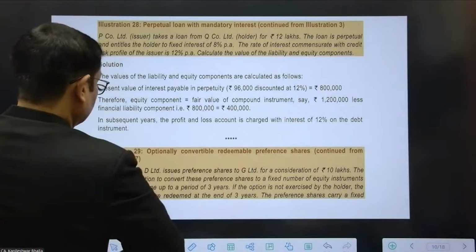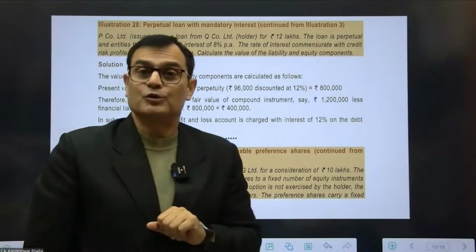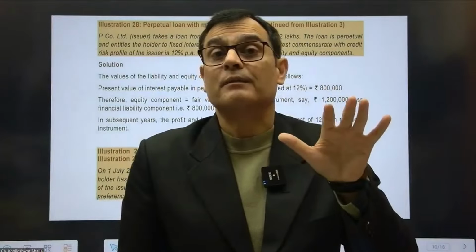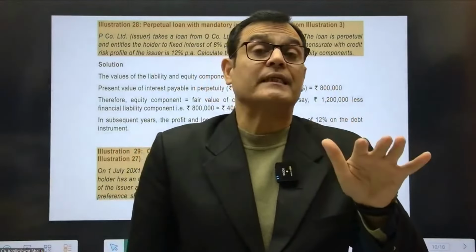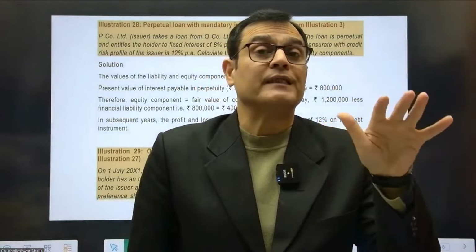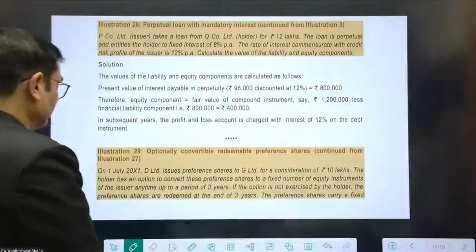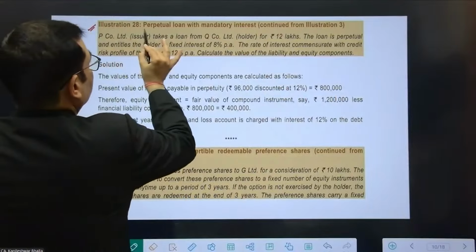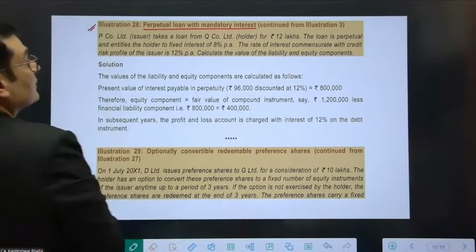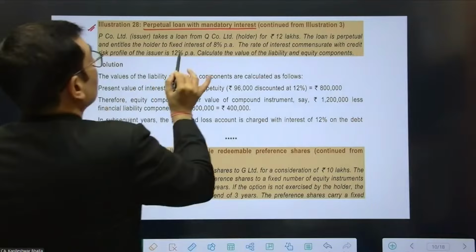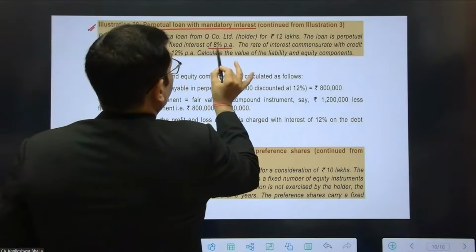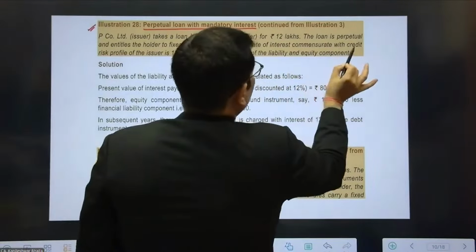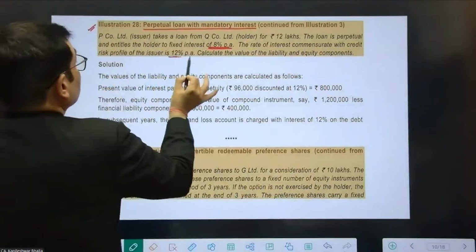And you'll also see the third agenda also. Now just see the data. We are now on agenda number 2: how to segregate the liability and equity elements of CFI. Now just watch this carefully. Look at illustration number 28. It's a perpetual loan with a mandatory interest. Now watch the data. What is the interest rate? 8%. The rate of interest commensurate with the credit risk profile is 12%.